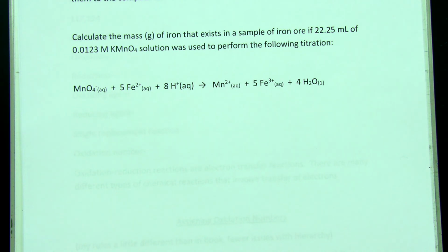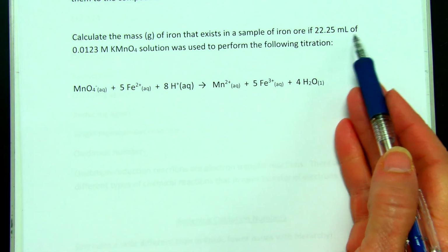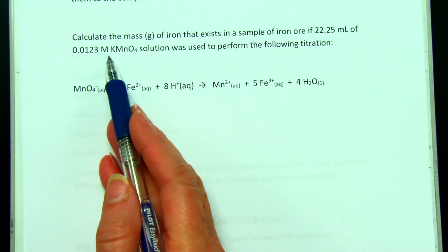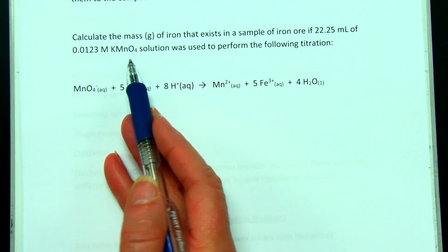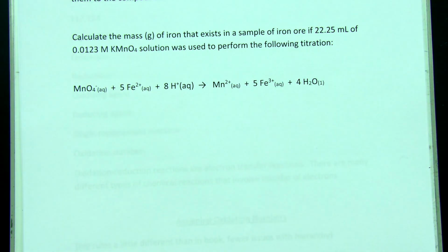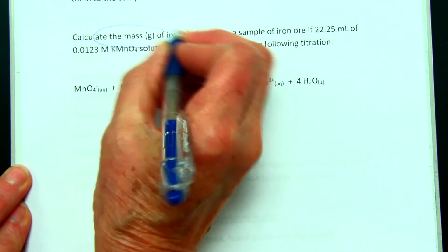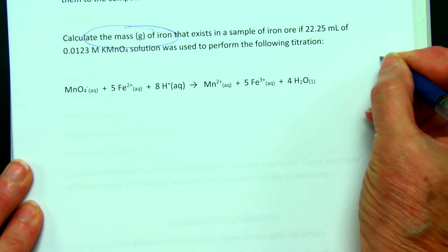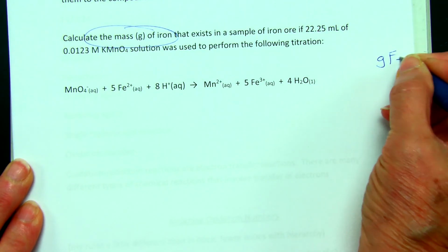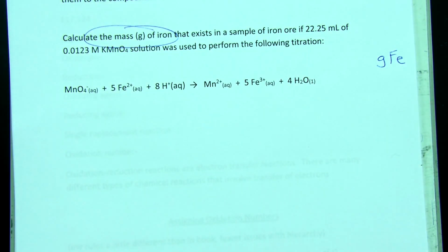Calculate the mass of iron in a sample of iron ore if we titrated and 22.5 mL of 0.0123 molar potassium permanganate was used to titrate. Okay, so somehow I need grams of iron. That's what I'm looking for. So how do we typically get grams of iron?